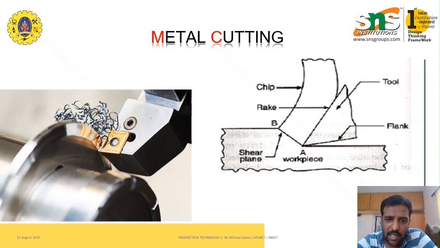So now we are getting into the depth of metal cutting. What is metal cutting and how is it being done? So we see the image here. A common turning process being done by a CNC machine is shown here, and the same is explained in a two-dimensional figure on the right side.